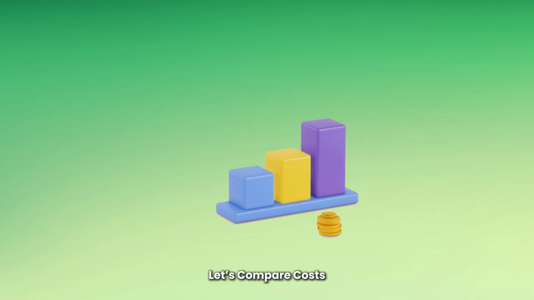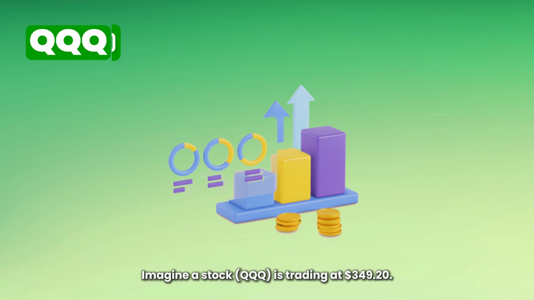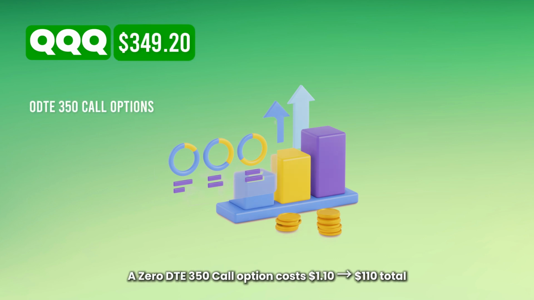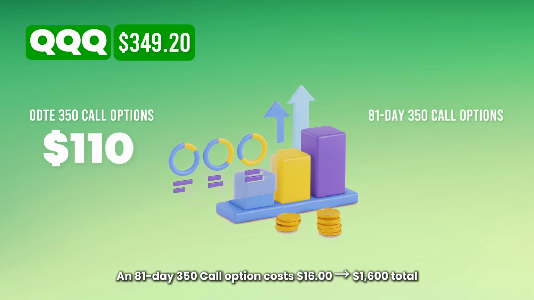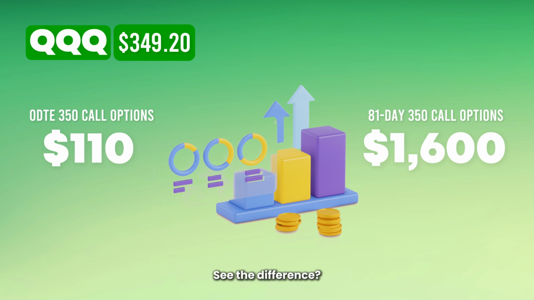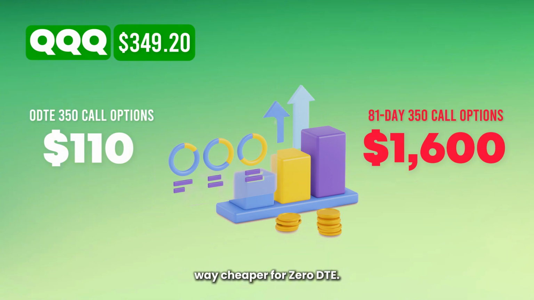Let's compare costs. Imagine a stock, QQQ, is trading at $349.20. A 0 DTE 350 call option costs $1.10, which gives $110 total. An 81-day 350 call option costs $16, which gives $1,600 total. See the difference? Same stock, same strike price. Way cheaper for 0 DTE.